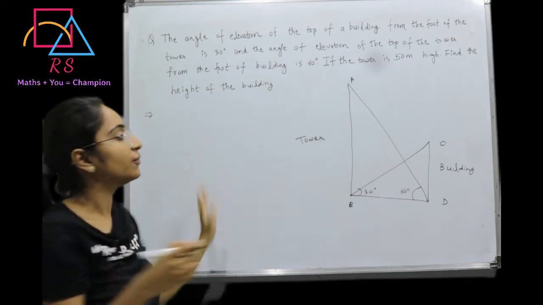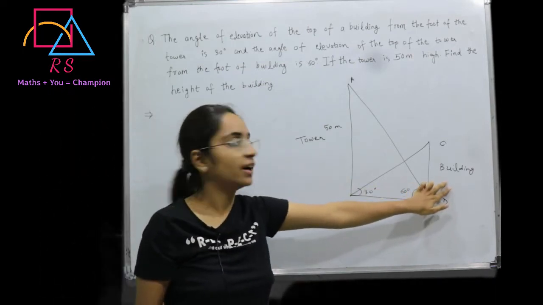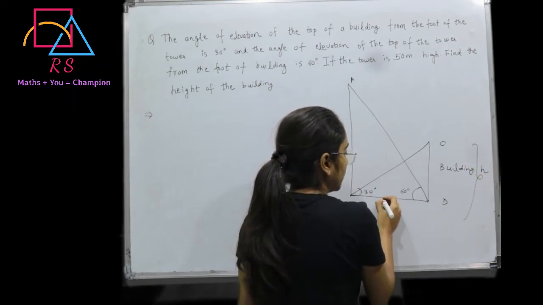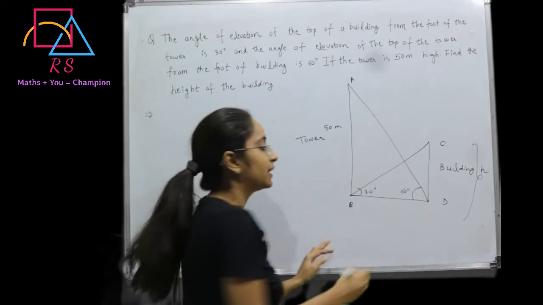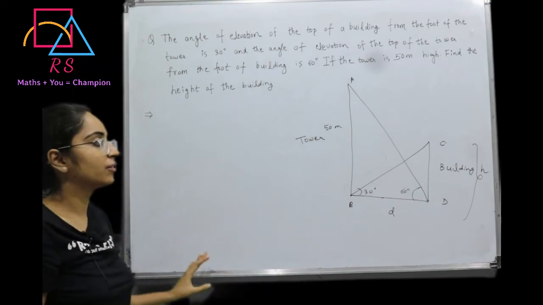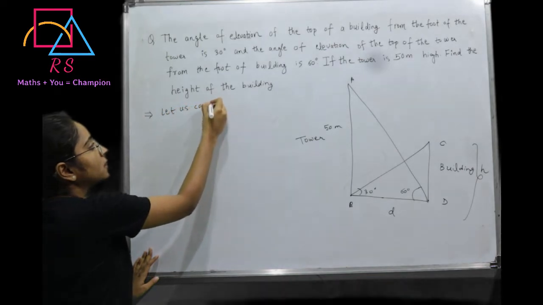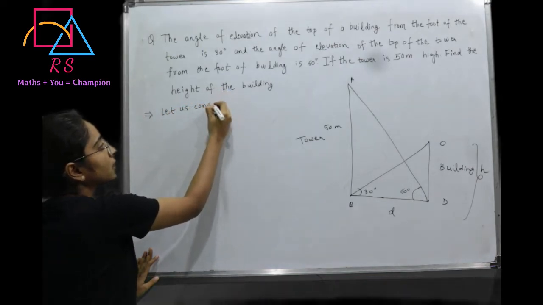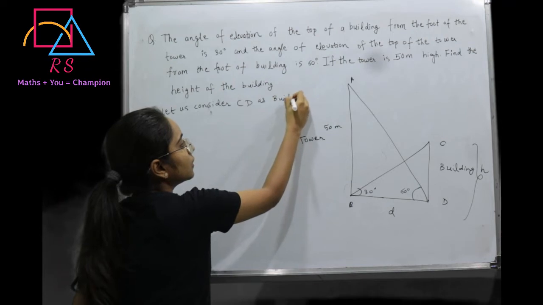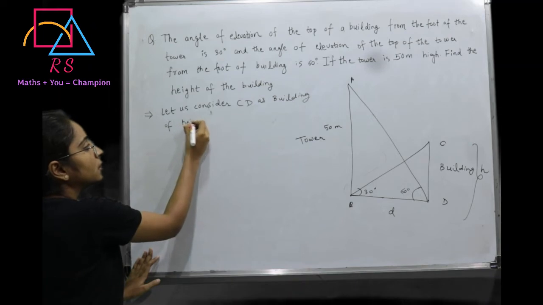And the height of the tower is given as 50 meters. Find the height of the building. We have to find CD, the height of the building, let's consider it as H, which we have to find out. The distance between the tower and the building is not given, so we can assume it as D. So I will first of all write out the given part. Let us consider CD as the building of height h meters. This is the part which we have assumed from the given part.